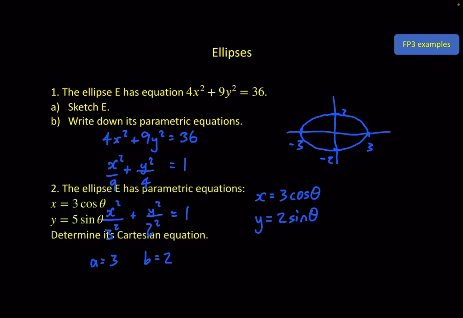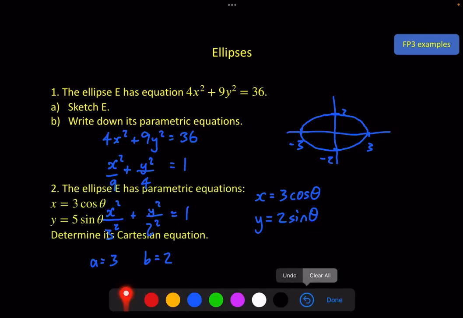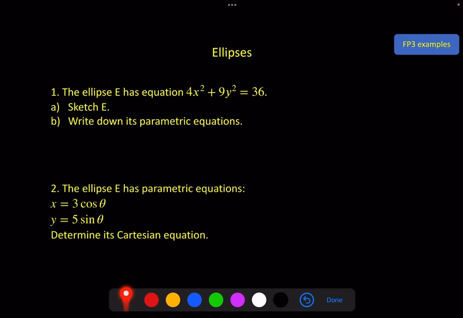Question 2 is going to come up on the screen. Let me get rid of this. The ellipse E has parametric equations this. Determine its Cartesian equation. Well, they're already telling us from the parametric equations that A is equal to 3, B is equal to 5, so just put that into the form you know. 3 squared is 9. 5 squared is 25. There we go.